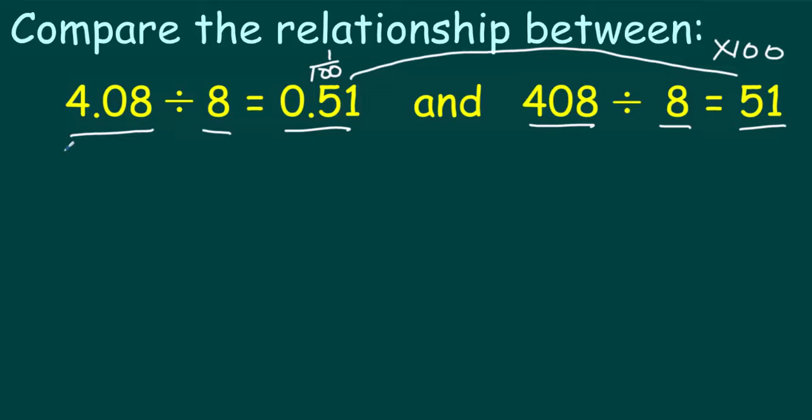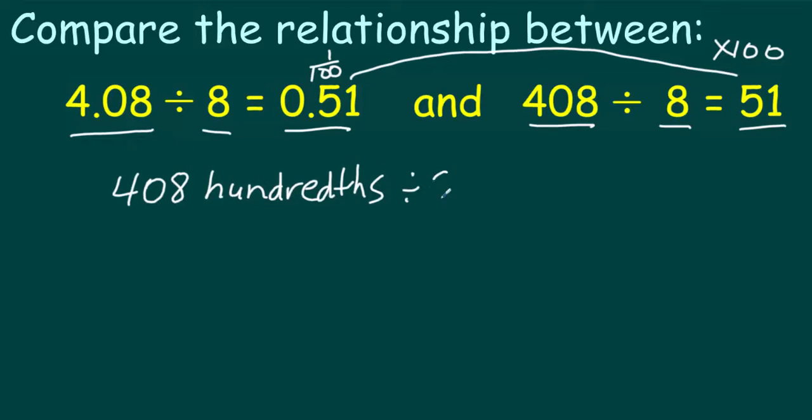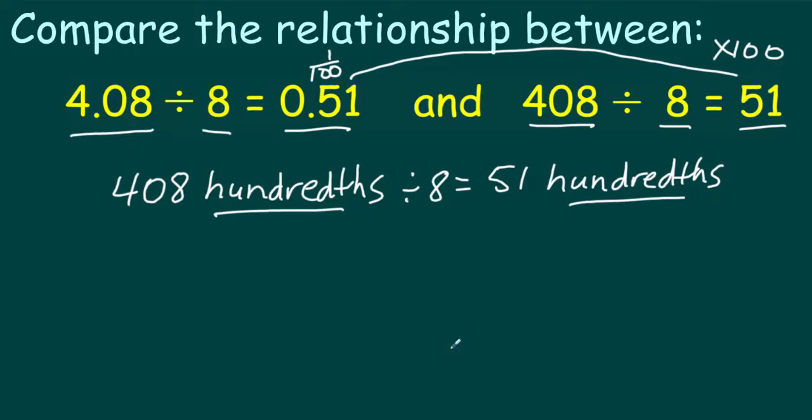But we could still write it. We could write our 4 and 8 hundredths as 408 hundredths. See, then we could divide that by our 8. What's it going to give us? 51 hundredths. So of course, the only thing that's different was the units involved. Here we had hundredths, and here we have whole numbers.